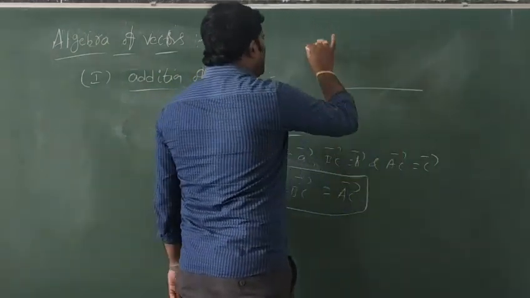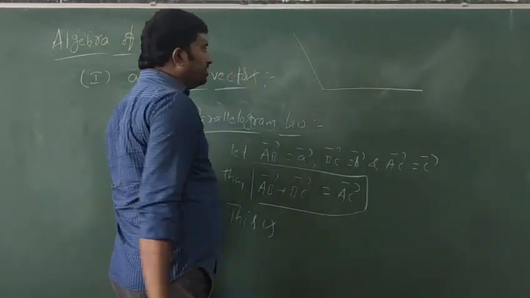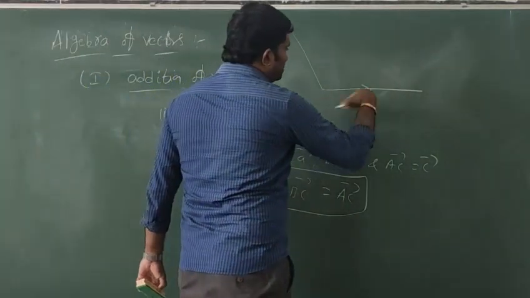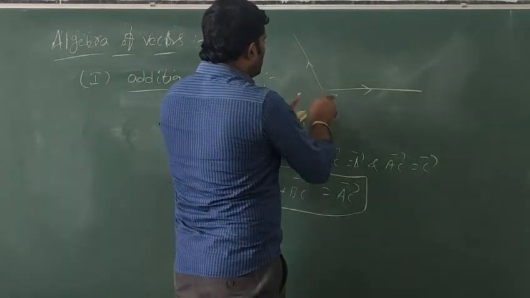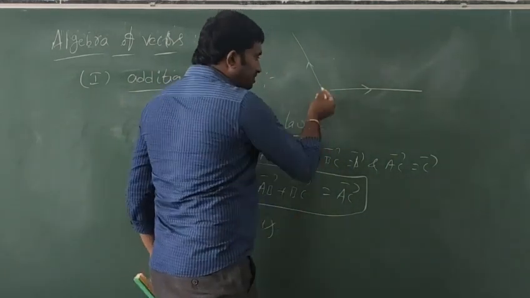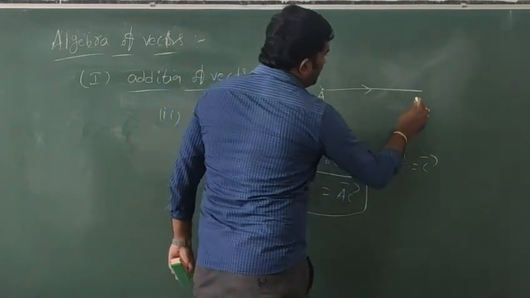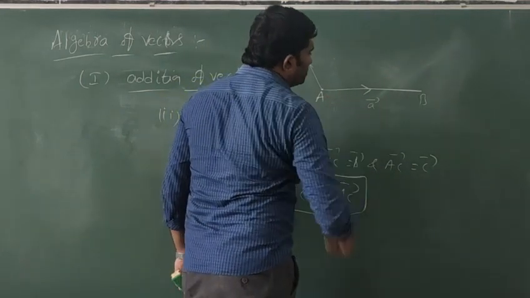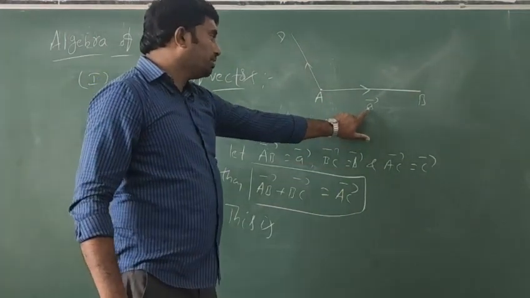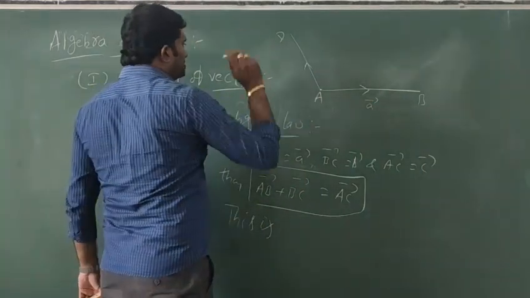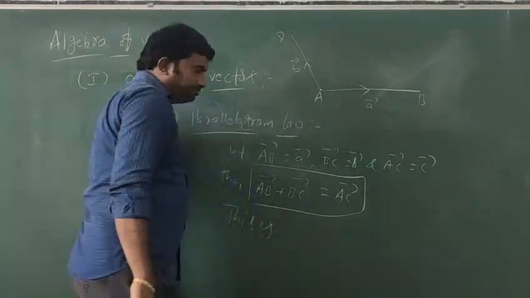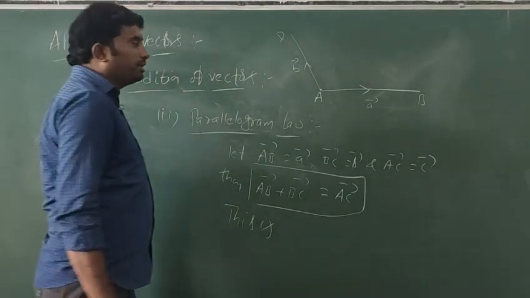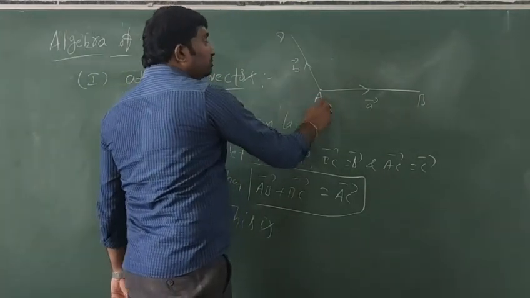You see, any two co-initial vectors. Co-initial means their initial point is the same. This is one vector and this is another vector, so their initial point is the same. That will be A, and this is B, and this is D. So this AB bar is one vector, that you say a bar, small letter. A vector is denoted by a small letter with an arrow over it. This AD bar you say b bar. So these two vectors are co-initial vectors. Why? Because their initial point is the same.